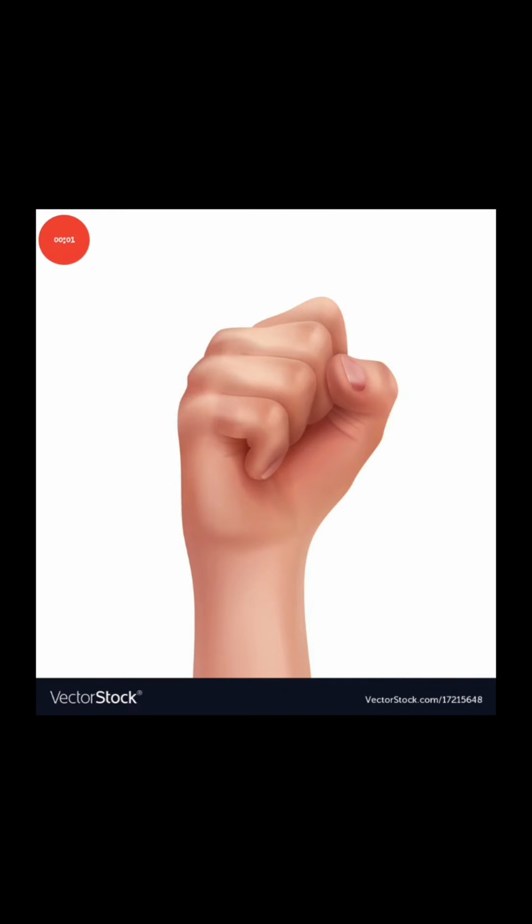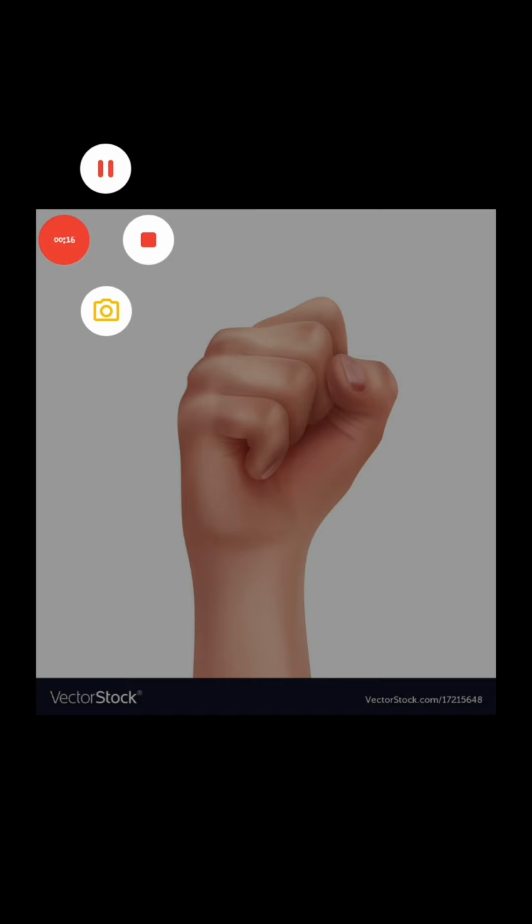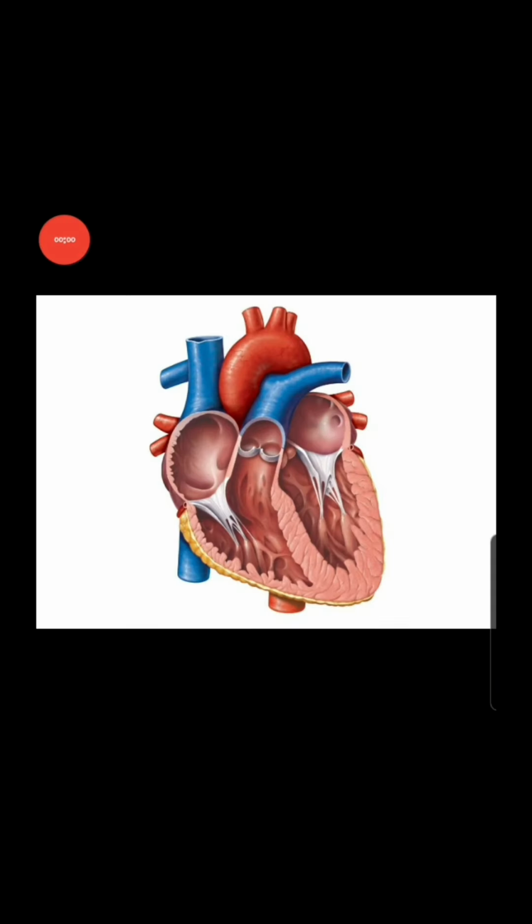Coming to the next topic of our chapter, that is the circulatory system. The circulatory system is taken care of by the heart. Children, have you ever imagined the size of your fist? Just do it right now if you haven't. See, the size of your fist is exactly the size of your heart. Yes kids, the heart which is present inside your body.